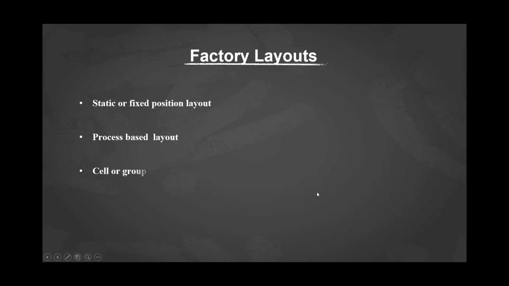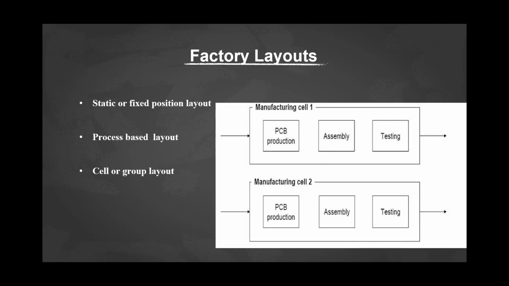Next we have cell or group layout. Products with similar process requirements are assigned to the same manufacturing cell. Or we can say, in simple words, group layout is a kind of layout where machines doing similar operations are grouped together.